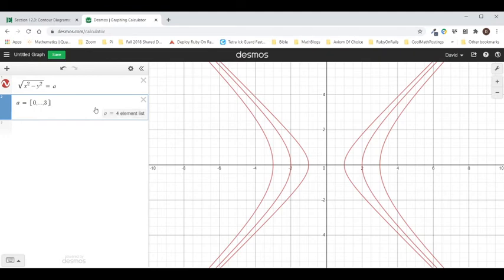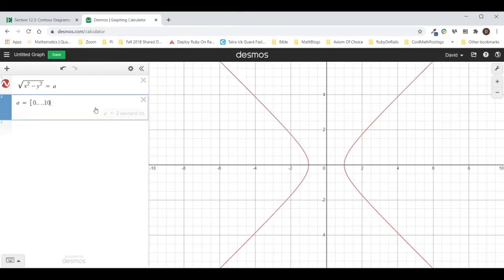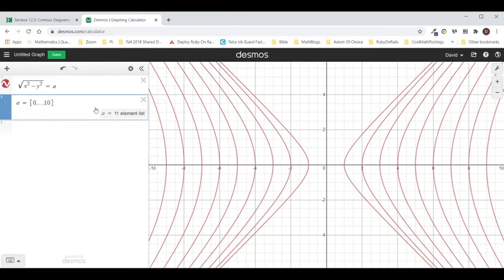And you can actually see the ones we got before. If I wanted to actually get quite a few more, I could do something like that. And you get pretty much the diagram we got before.